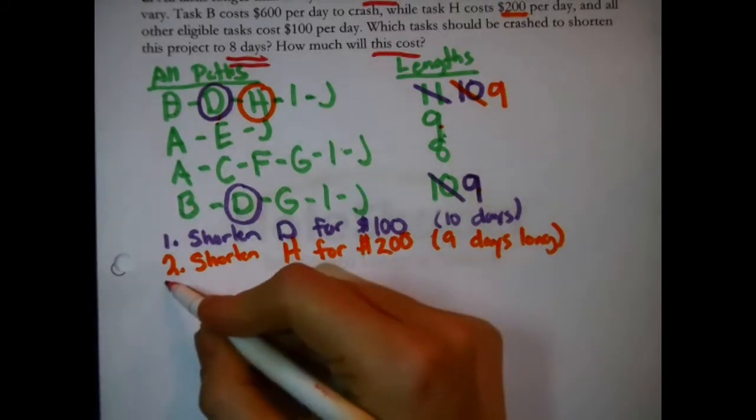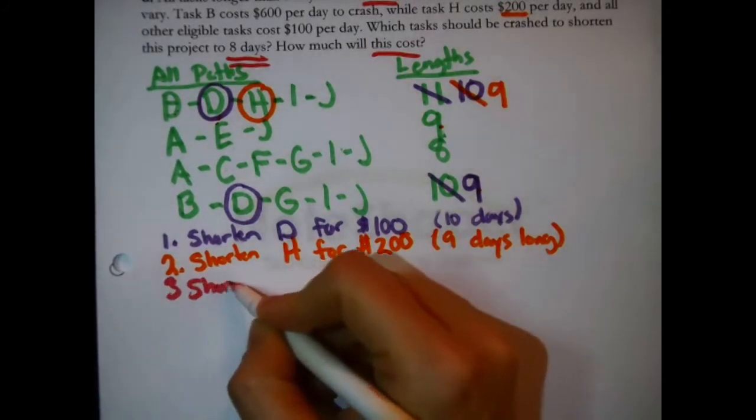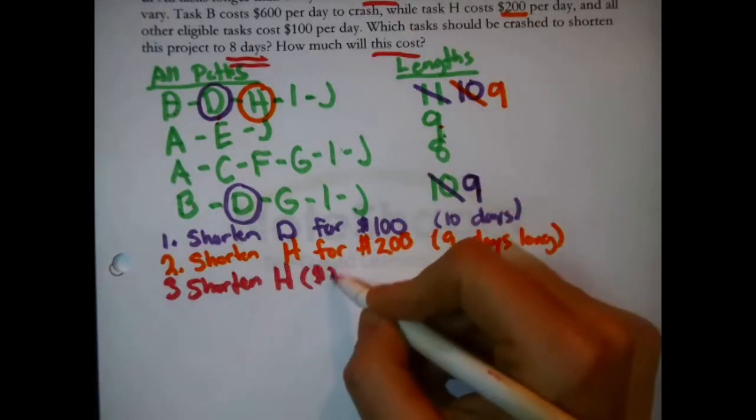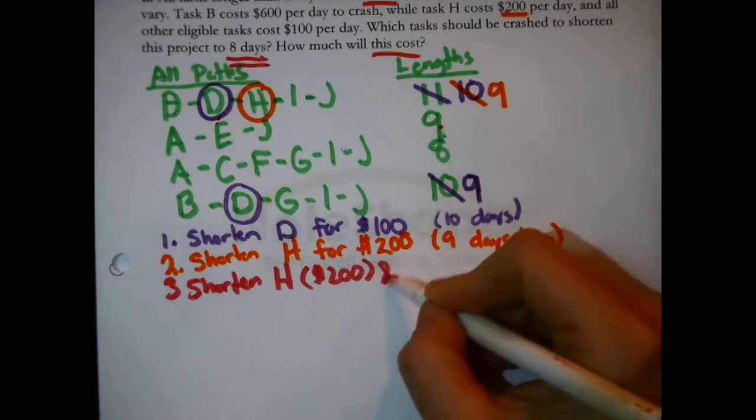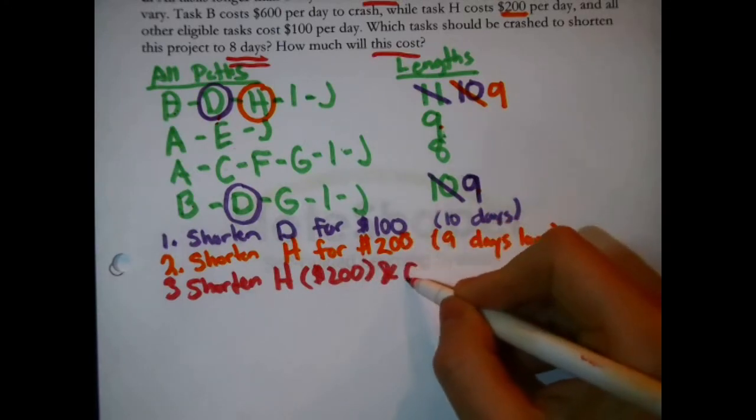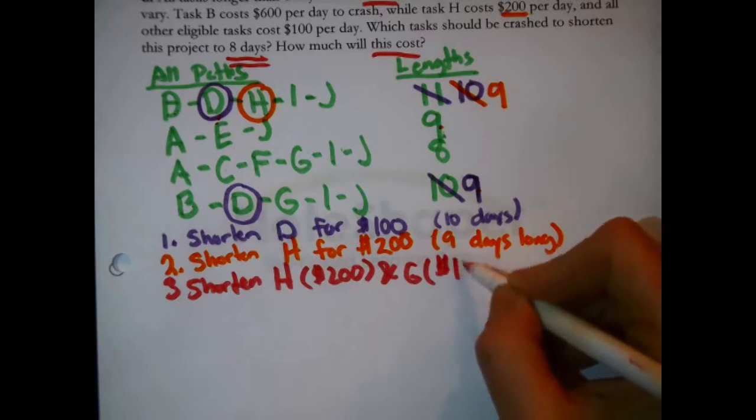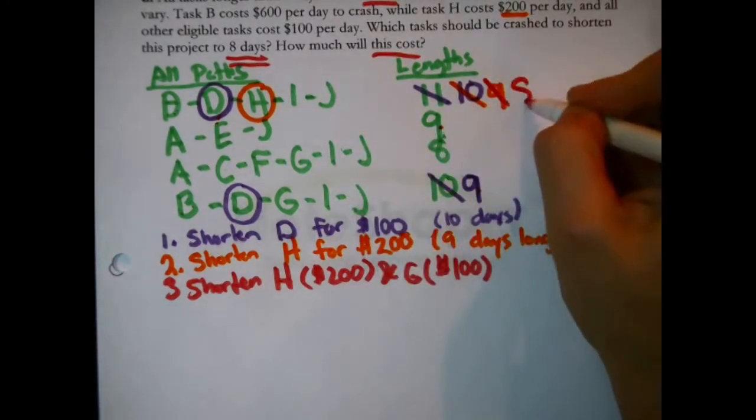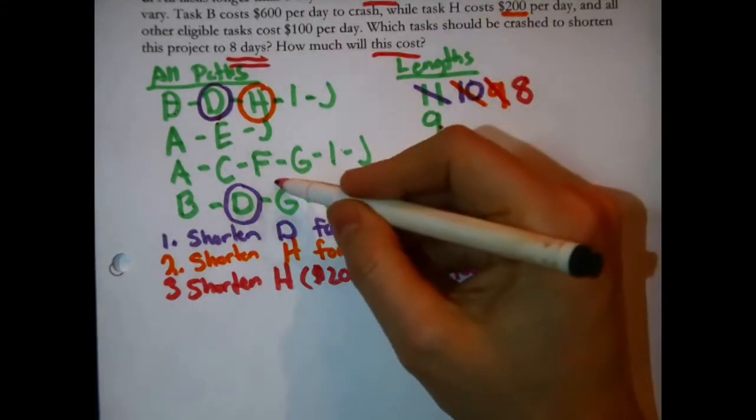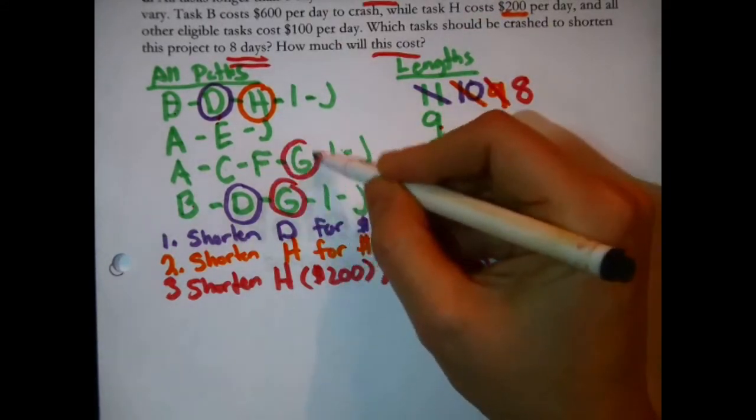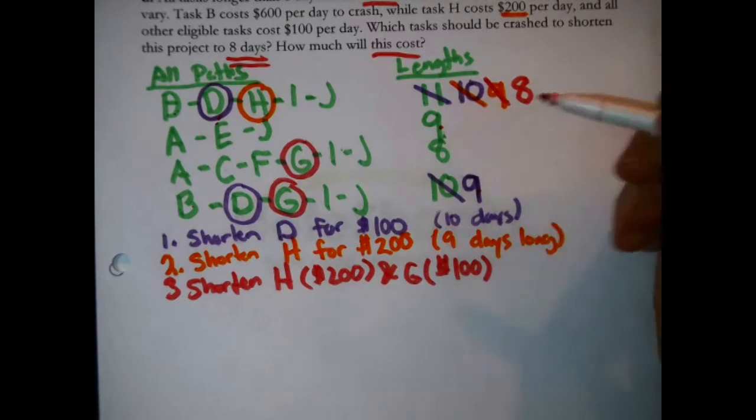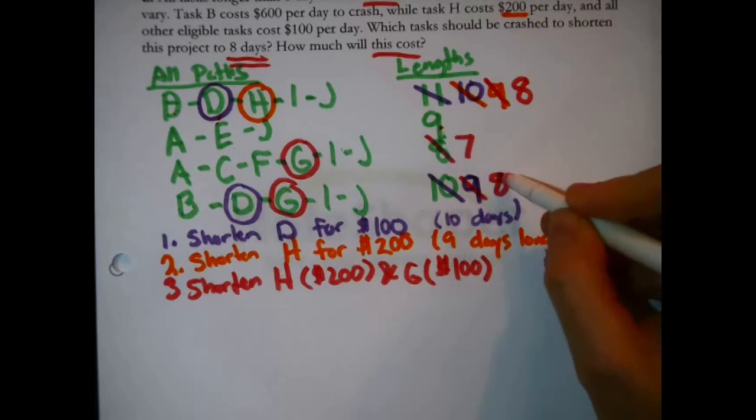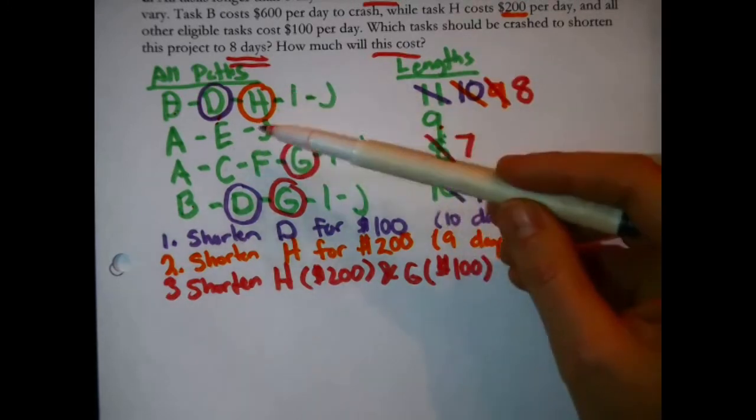Let's shorten H again for $200 and G. G's inexpensive, $100. Now wait, H, that will knock this down to 8. That's great. And G will shorten both these paths. This one didn't need to be shortened, but it got shortened. It's down to 7. This is down to 8. That's great. My only problem then is A, E, J.